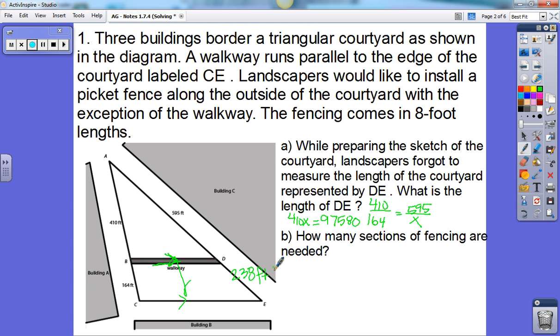And then it asks me how many sections of fencing I need. So first I need the perimeter, so I'm going to add the 238, the 595, the 410, and the 164. And I end up with 1,407 feet. But the fencing comes in 8-foot sections, so I'm going to divide that by 8. I end up with 175 and almost an entire other. So remember that I cannot buy partial sections of fencing, so I'm just going to round that up to 176 sections of fencing.